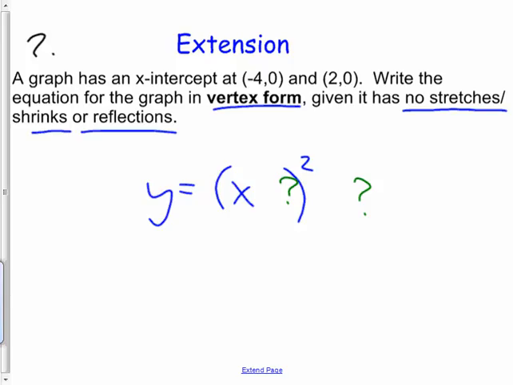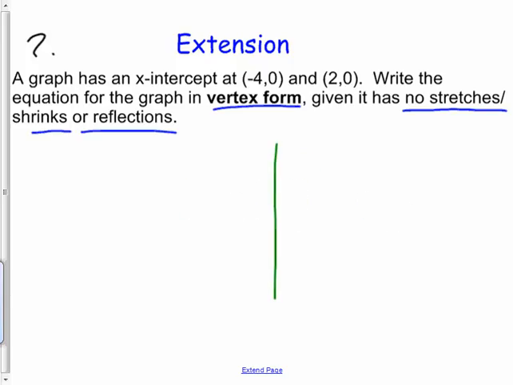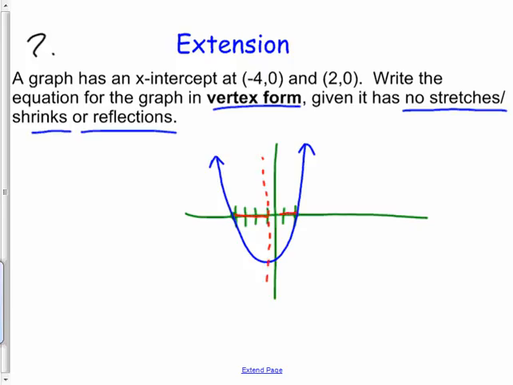All right, so how do I find the vertex? Well, I make a little picture. And it says there's no flips or stretches or whatever, so I know if it goes through negative 4 and positive 2, the parabola has to be going this way. And this is the same thing we did yesterday. Remember how we find where that middle spot is? What's exactly between negative 4 and 2? It's 3 spots over from each edge. 1, 2, 3. So there we go. The x must be at negative 1. That's the axis of symmetry. That line that runs down the middle.